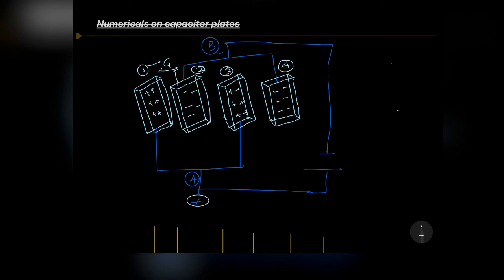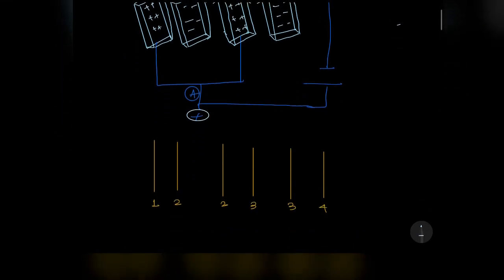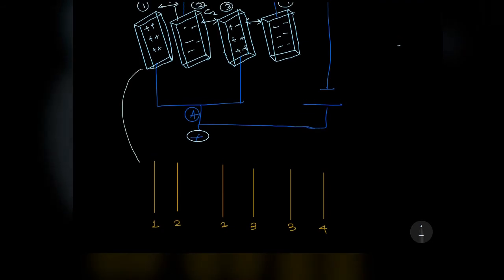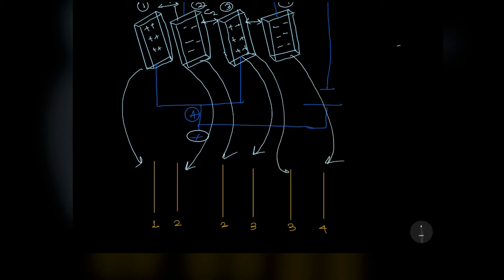The lower end of plate 2 and the upper end of plate 1 will give us the effect of a capacitor. Similarly, the upper end of plate 2 and the lower end of plate 3 will also give us the effect of a capacitor. Again, the upper end of plate 3 and the lower end of plate 4 will give us the effect of a capacitor. That means we are getting three capacitors here. Plate 1 combines with plate 2 to give one capacitor, plate 2 combines with plate 3 to give another, and plate 3 combines with plate 4 to give another.